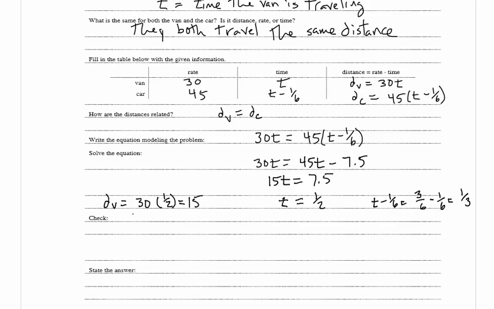And we did the van up top. They went 30 miles per hour times 1/2 is equal to 15. And then the distance for the car is equal to 45 times 1/3, which is equal to 15. So both of them traveled 15 miles, so we have the same distance.